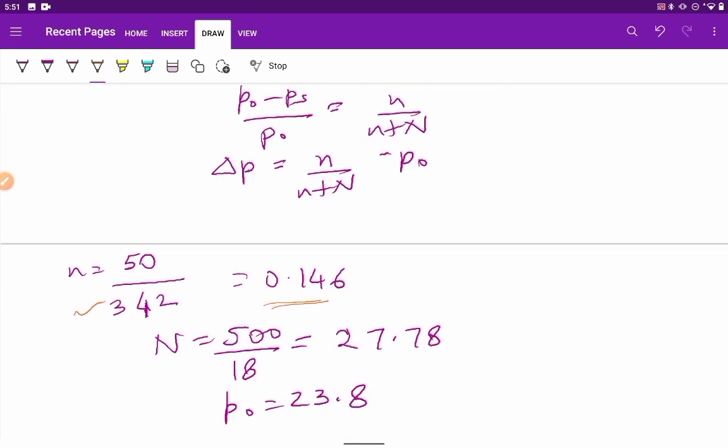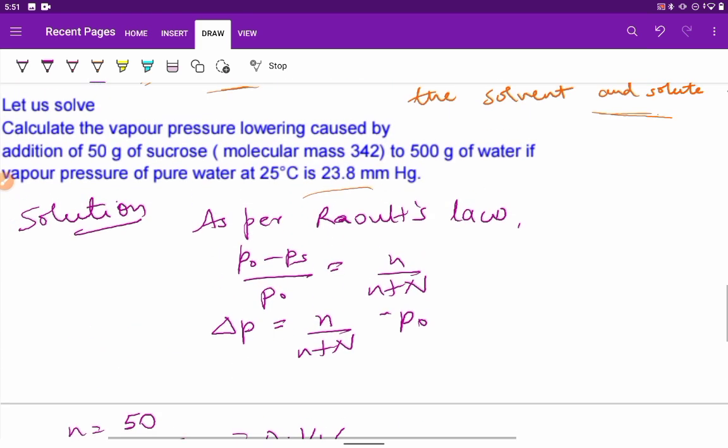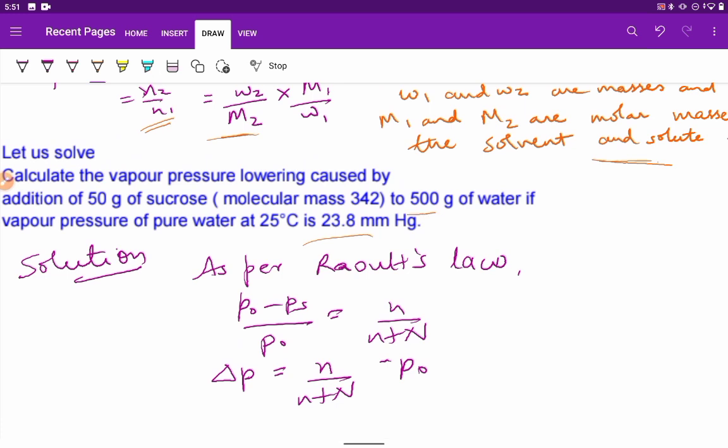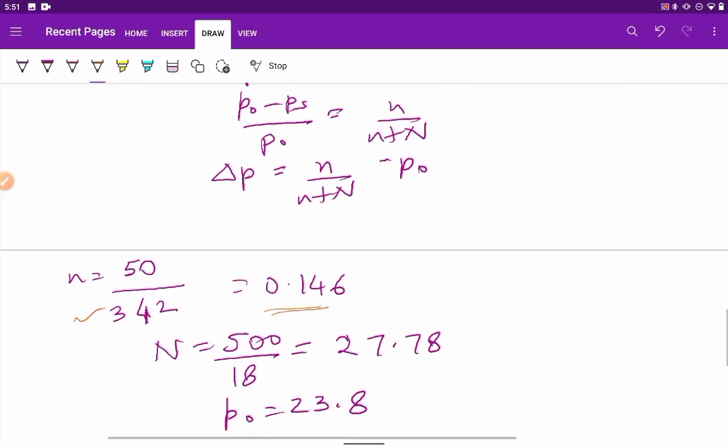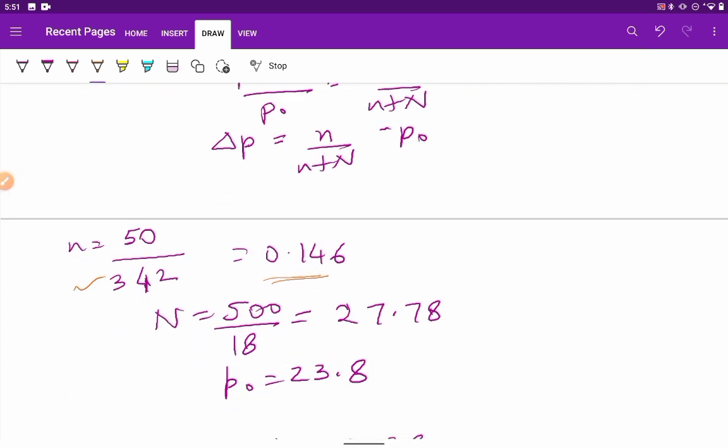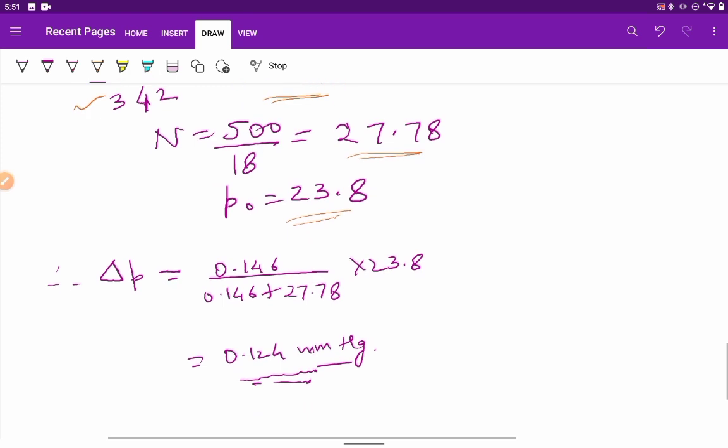N1 will be 500 by 18. This is for water. 500 grams given. So 500 by 18, we get N1 as 27.78. P naught is 23.8. Putting all the values, we get delta P as 0.124 millimeter of mercury. Students, I hope you all could understand the topic and the numerical which I discussed today.